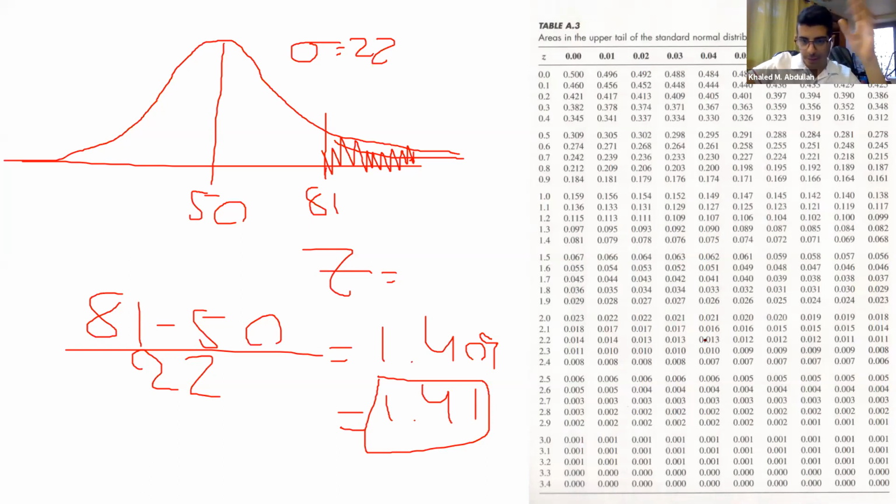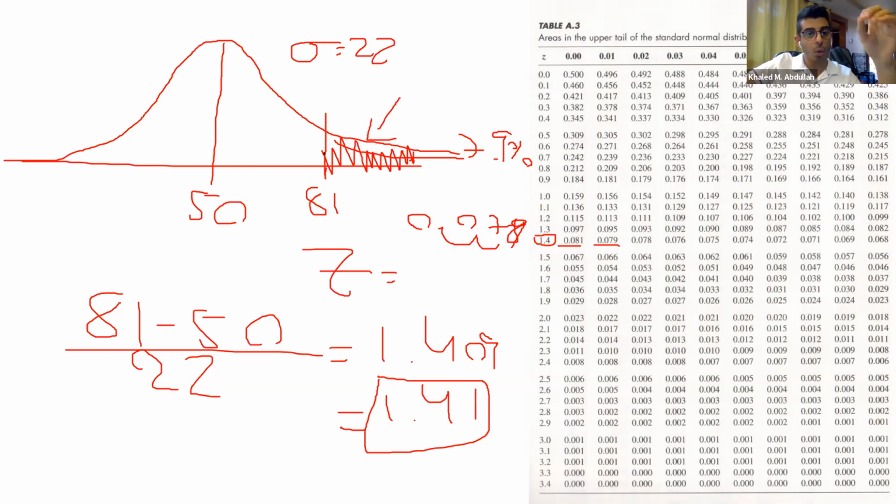Okay, so forget it. So 1.41, right? So where's 1.4? We have 0, and then 1, and then there we go. 1.4. Right? So now we don't want 1.40. We want 1.4. This is 1.40. This is 1.41. So the chance would be 0.079, which would translate to 7.9%. So the answer would be there is a 7.9% chance of landing on this value, which is 81, or beyond that value.